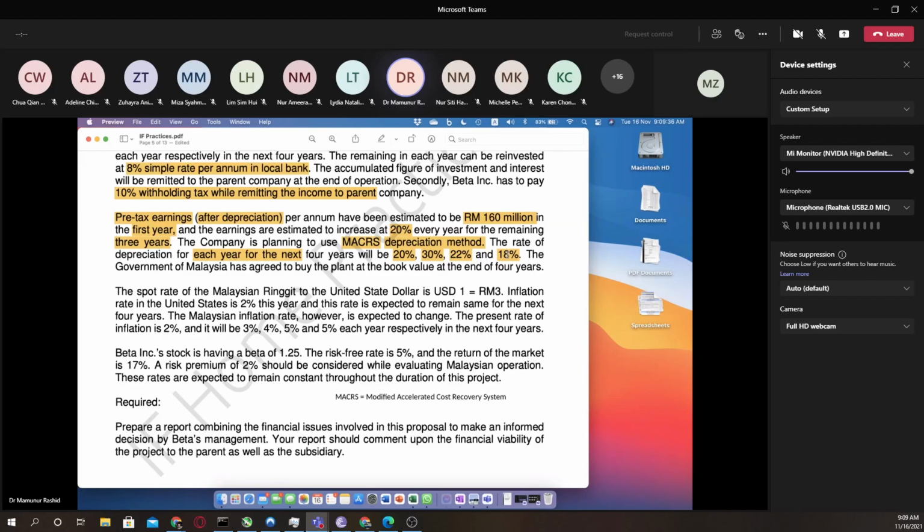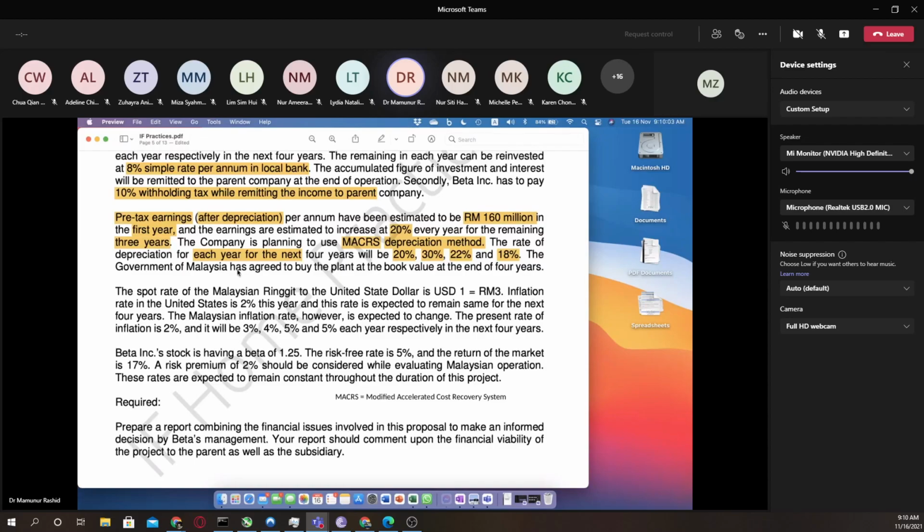So the difference between MACRS and straight line is, in straight line, you will have the same rate, 20%, 20%, 20%, 20%, 20%, right? It's a similar way. In MACRS, there will be a different rate in different years, and it follows a normal distribution. You see, it's growing from 20 to 30, it's growing up, then it's coming down, 22%, 18%. So it follows a normal distribution.